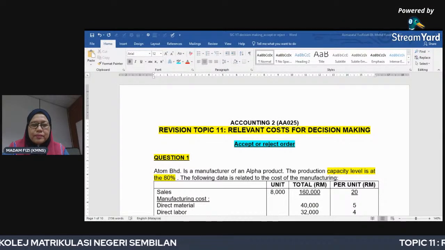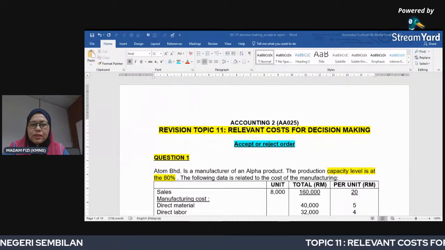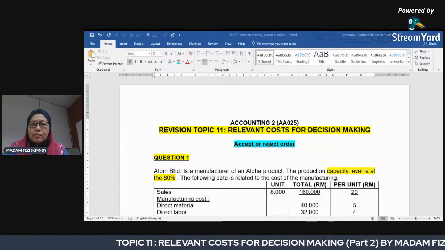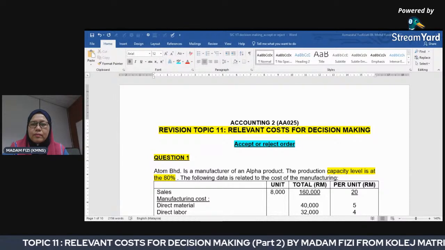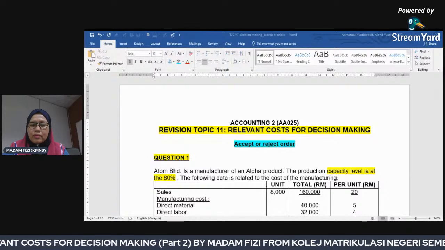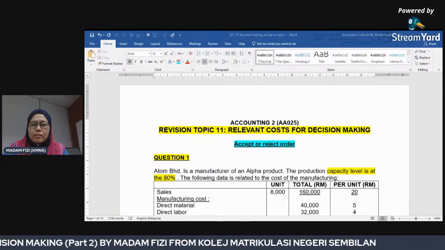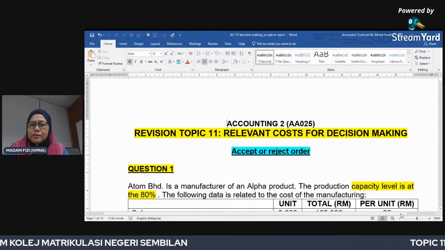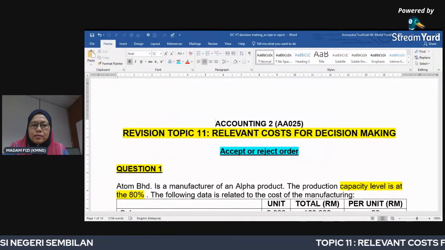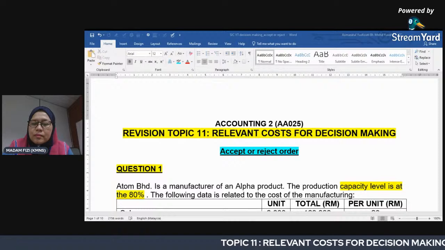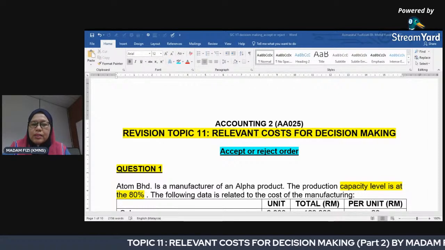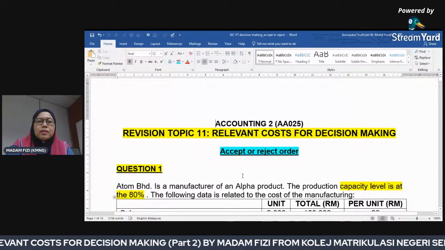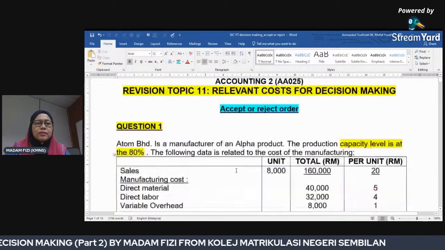Okay, semua boleh nampak ke? Okay, saya besarkan sikit. Okay, dalam soalan ni kita ada 5 soalan, ya. Okay, now we look at question number 1.